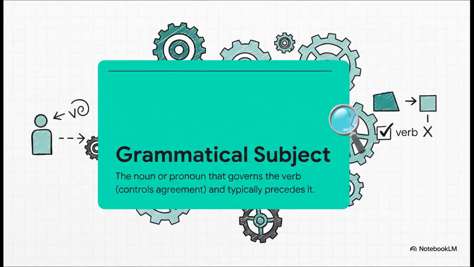So first up, you've got the grammatical subject. Think of this as the mechanic of the sentence. It's the noun or pronoun that the verb has to agree with. So when he runs, the verb is runs because the subject is he. If it was they, it would be run. This is all about the nuts and bolts, the pure rules of the language.